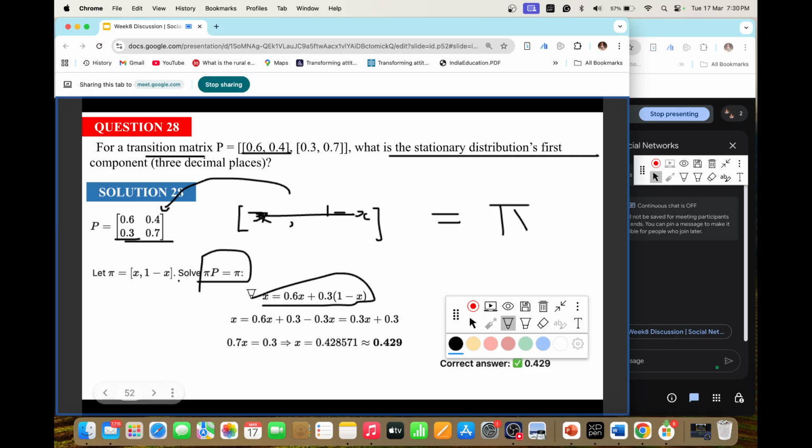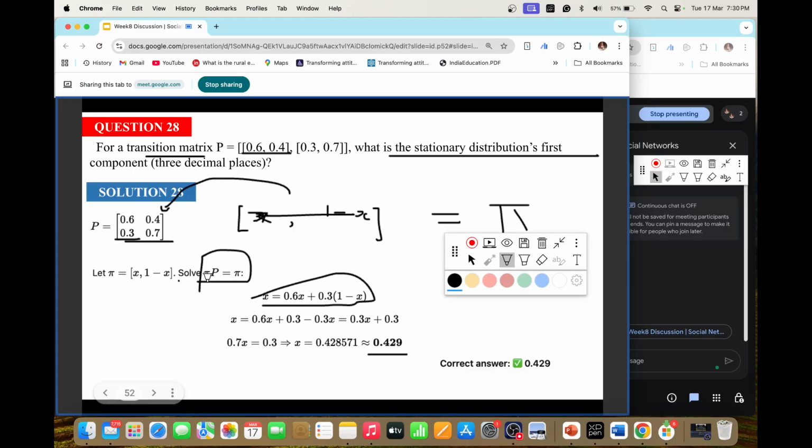Just solve it and we get x equals 0.429. So 0.429 is the correct answer. That is, the first component of the stationary distribution is 0.429. So what you have to remember is pi P equals pi, and pi is nothing but (x, 1 minus x). By this you can solve for the first stationary distribution component. So 0.429 is the correct answer.